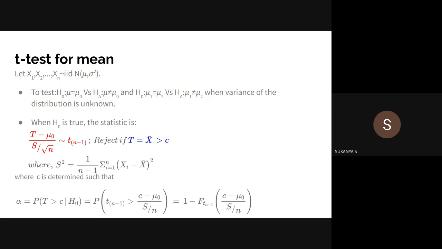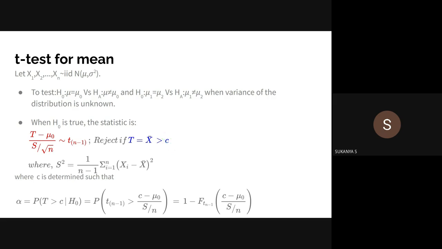calculate from your data. And if your alternative is not equal to, you would go for mod t. Reject if mod t is greater than c. If your alternative is greater than, you use t greater than c, and if it is less than, you generally use t less than c. And again, c is similar to what we saw first. c is our critical value.